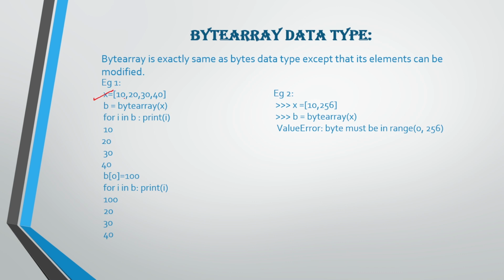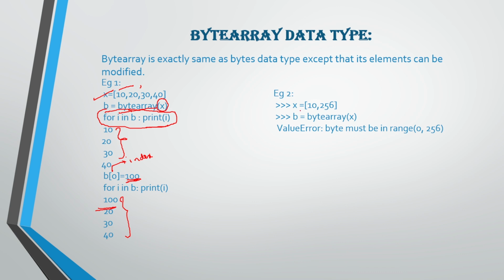Okay, so we have an example here. Here you have an array x which has 10, 20, 30, 40, and here we have given b equals bytearray of x. For i in b, print i. If you use this for loop, you're going to print all the items present inside that particular array. With the help of the index number, we have changed the value of that particular place. At place 0 it is 10, and here we have done b of 0 equals 100, and then we have printed, and you can see that the first value has changed.